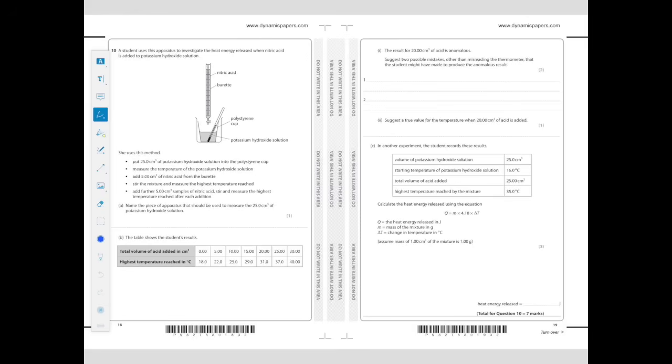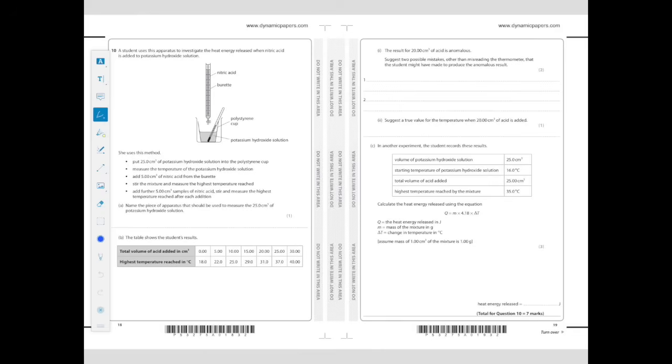Put 25 centimeters cubed of potassium hydroxide solution into the polystyrene cup. Measure the temperature of the potassium hydroxide solution. Add 5 centimeters cubed of nitric acid from the burette. Stir the mixture and measure the highest temperature reached. Add further 5 centimeters cubed samples of nitric acid. Stir and measure the highest temperature reached after each addition.